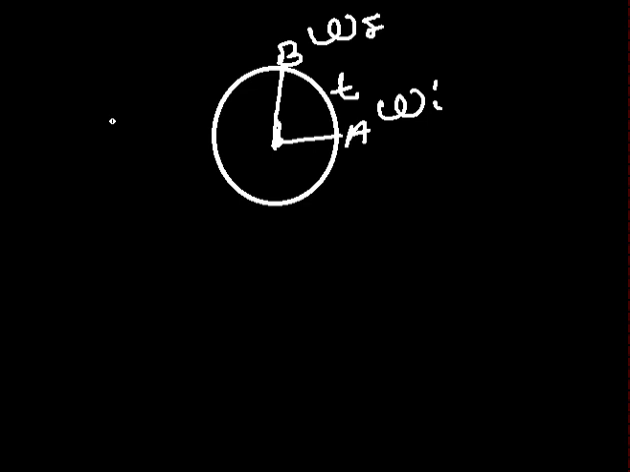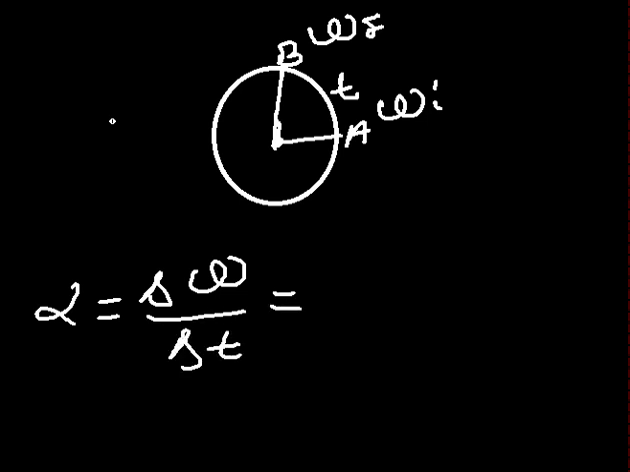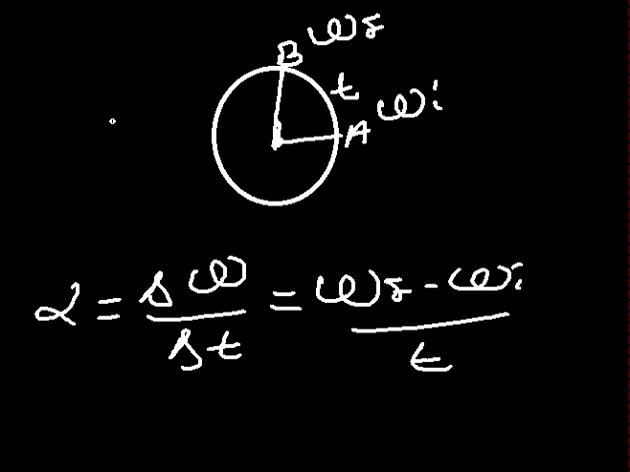Now, what is the angular acceleration? There is a change in angular speed. So the angular acceleration, which is given as alpha, is said to be the change in angular velocity divided by the change in time, which is the same as the final velocity minus the initial velocity, divided by time. So that is angular acceleration.